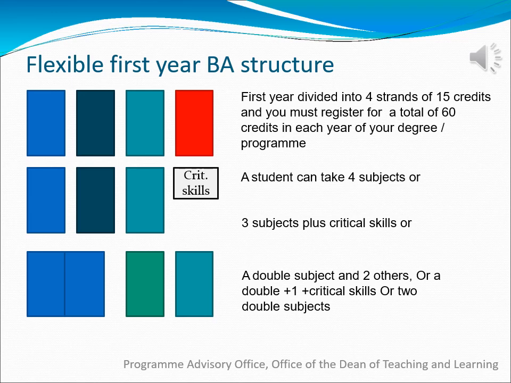Critical skills is not a subject that you can continue with in second or third year of your degree. Or you can choose to do a double subject with 2 other subjects, or a double plus 1 other subject and critical skills, or you can choose to do 2 double subjects.